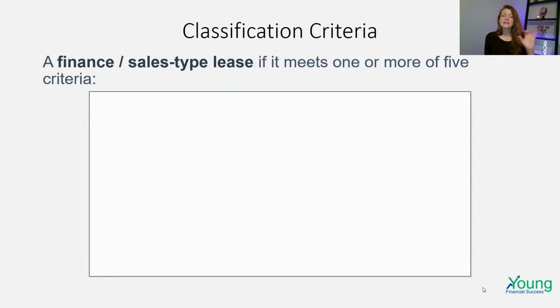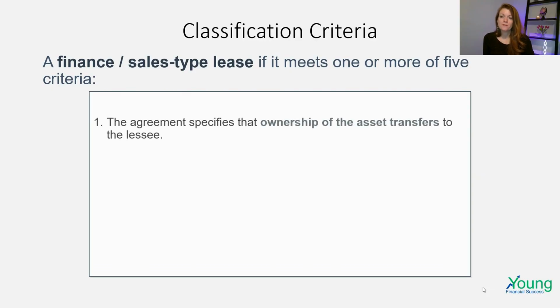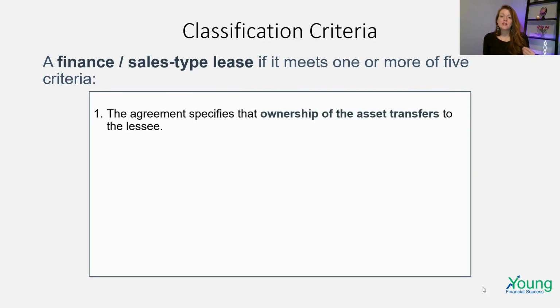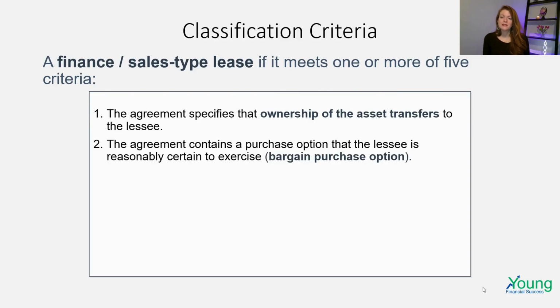So a finance sales type lease has to meet one or more of any of these 5 criteria. So it doesn't have to meet all of them, it just has to meet at least one of them. So the first one is the agreement specifies that ownership of the asset transfers to the lessee. So in other words, it's like a rent to own. So they might have this printer equipment for now and they're going to be leasing it for 5 years, but at the end of the 5 years, it is going to then be the lessee's property. So if that is specified, it would be a finance sales type lease.